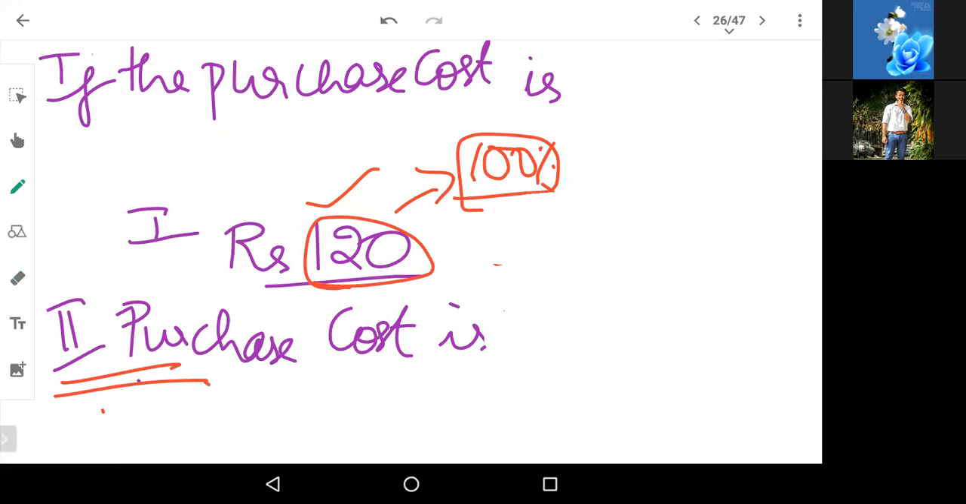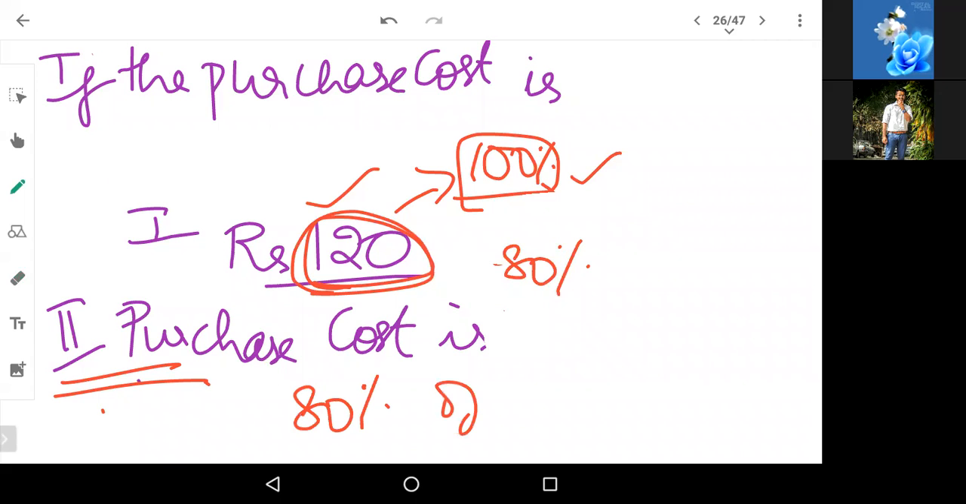In my example, 120 rupees was the purchase cost in the first scenario. I considered all 100%. I took the full 120 rupees. Now in scenario 2, they are saying you should reduce 20% of the purchase cost. So now instead of completely taking 100%, I will consider 80% of the 120 rupees. Correct? So I am considering 80% of purchase cost.